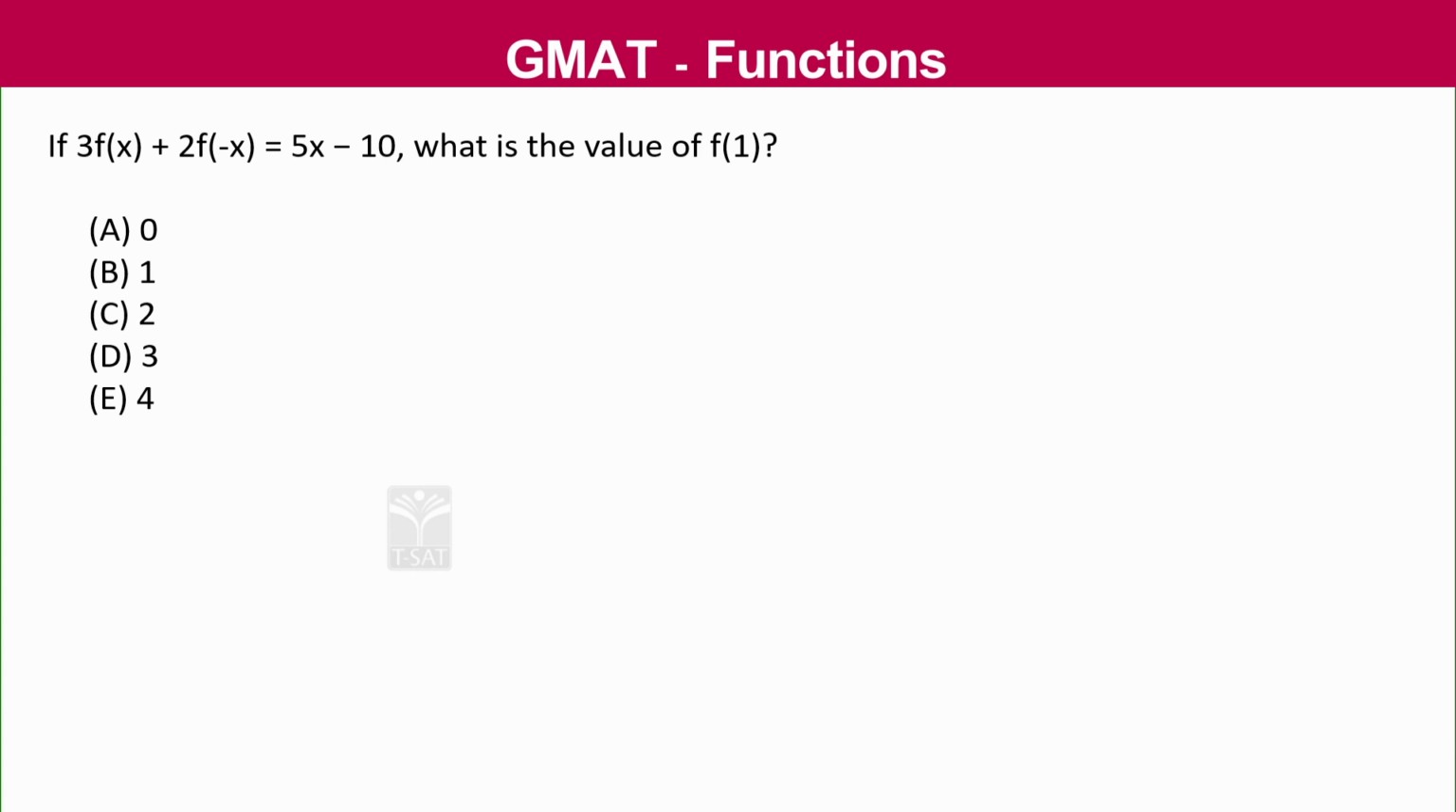If 3f of x plus 2f of minus x is equal to 5x minus 10, what is the value of f of 1? Okay, you need the value of f of 1. And you have that 3 times f of x plus 2f of minus x is equal to 5x minus 10. Let's just substitute the value of 1 for x. When x is equal to 1, 3 times f of 1 plus 2 times f of minus 1 is equal to 5 minus 10, which is equal to minus 5.